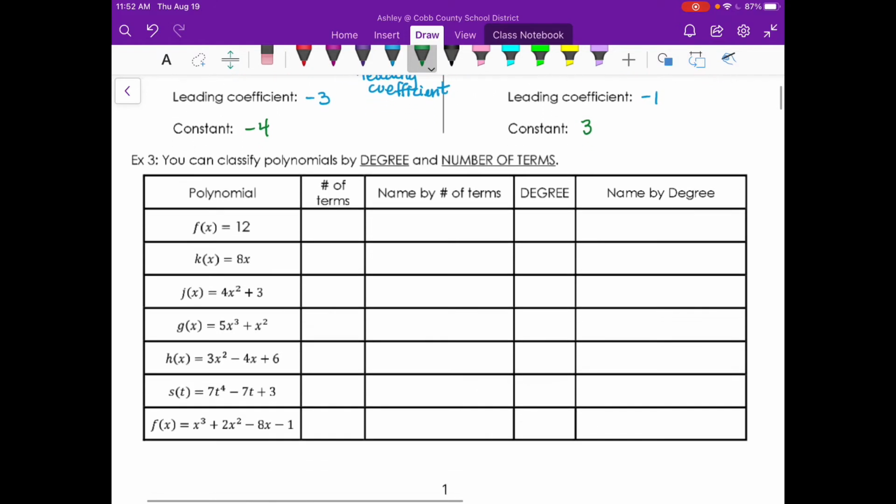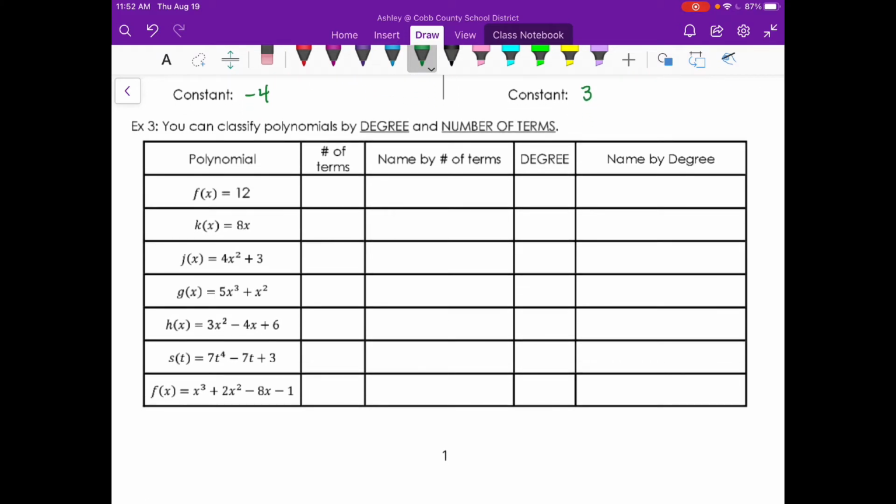Now, if you look at example 3, we're going to talk about how we can classify polynomials by degree and number of terms. I think we've already mentioned monomial. That's a polynomial that has 1 term. Mono is a prefix that means 1. And you've graphed in Algebra 1, you graphed linear functions and you graphed quadratic functions. Those were named based on the degree of the function. So let's talk about how we name some polynomial functions.